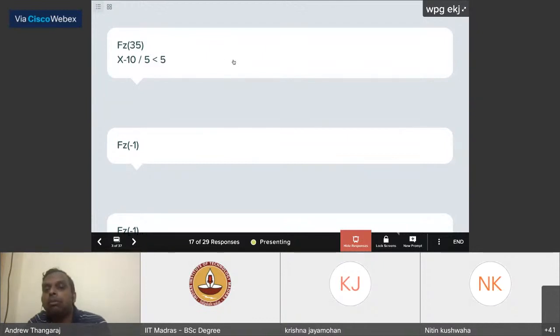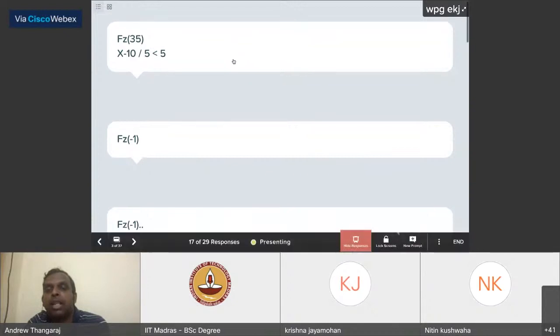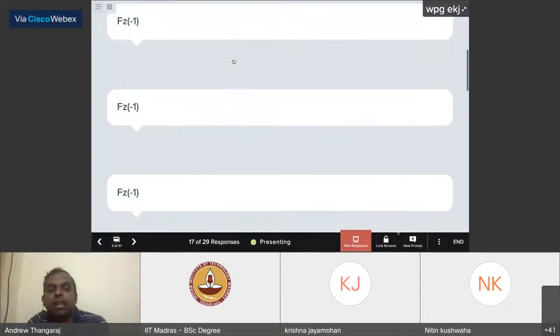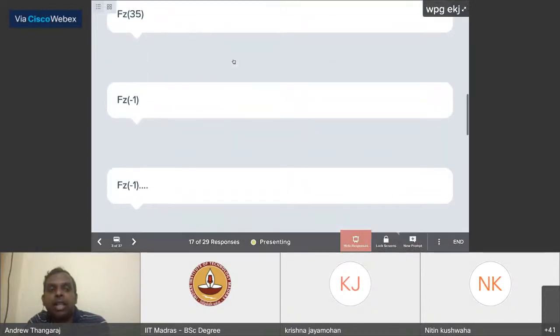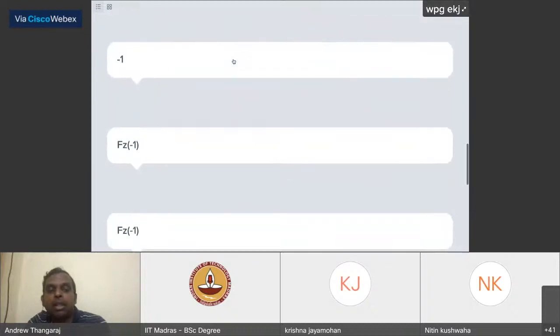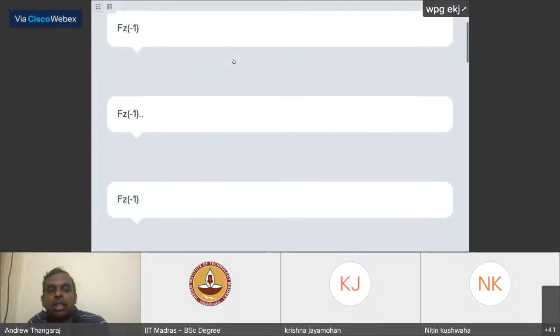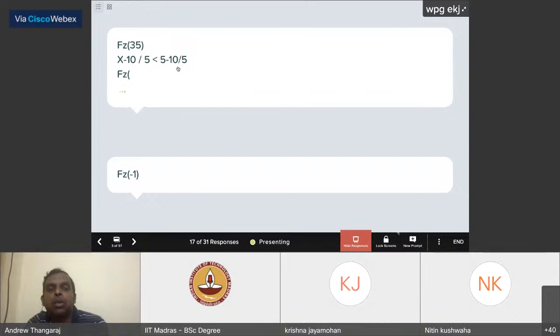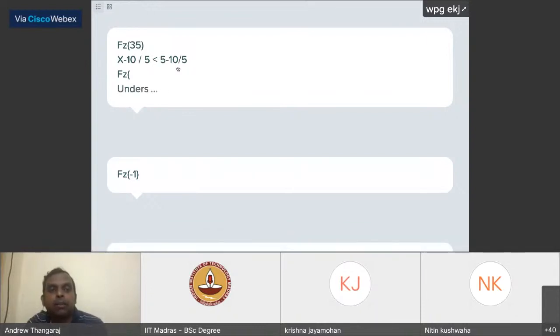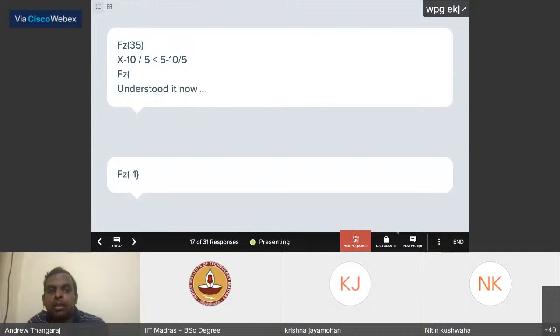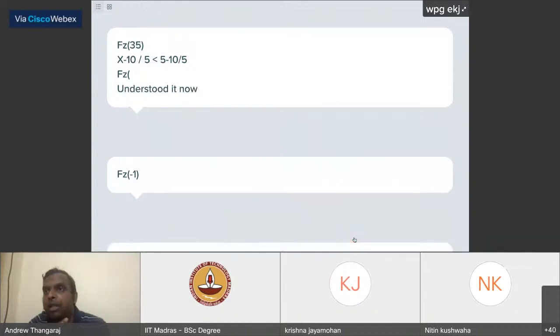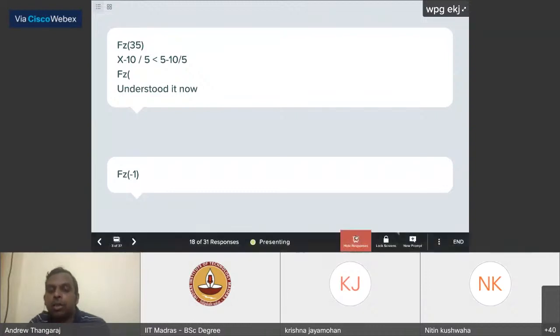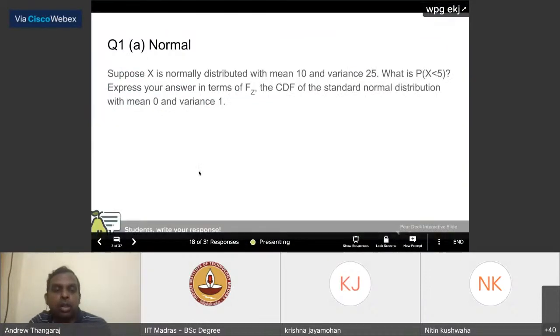Is that okay? So pay attention to that. When you're converting from the event that's given in terms of x to the standard normal, you should not just ignore the right hand side. Yeah, 5 minus 10 by 5, so you'll get minus 1. Hopefully that's clear. Be careful about this. When the random variable goes through the transform x minus 10 by 5, the event also transforms. Okay, good. So that's the first one done.